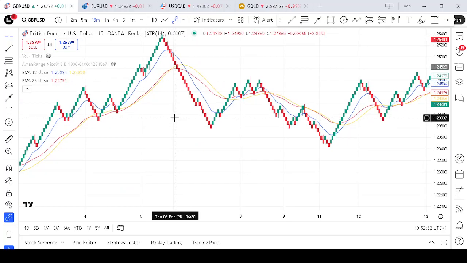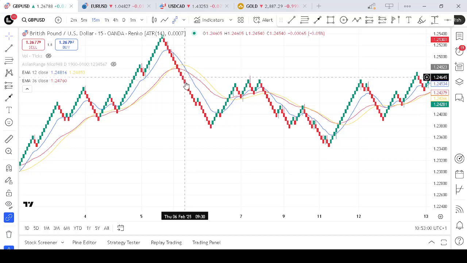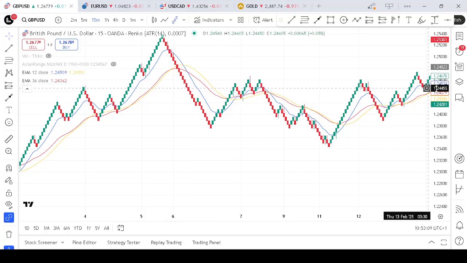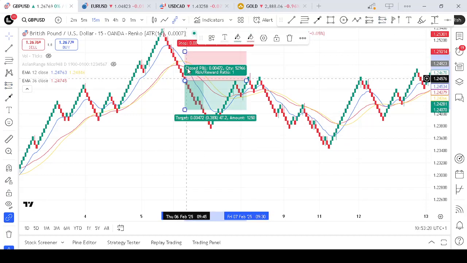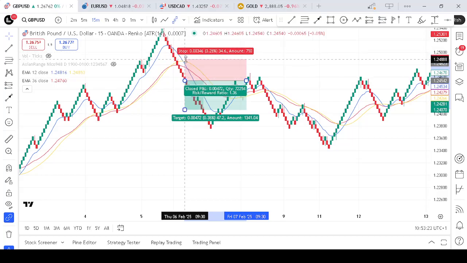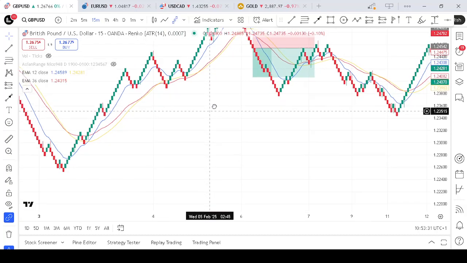In case of a short entry, we would enter when we see a series of 3 consecutive red Renko bricks beginning to form below our EMAs, and this signifies that we are trading with the trend. So when we see a series of 3 Renko candles, we enter at the fourth forming brick. Put our stop loss. Remember, stop loss risk management is very crucial. So for a long position, we put it at the lowest point.